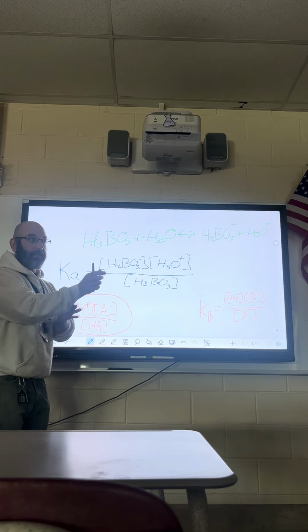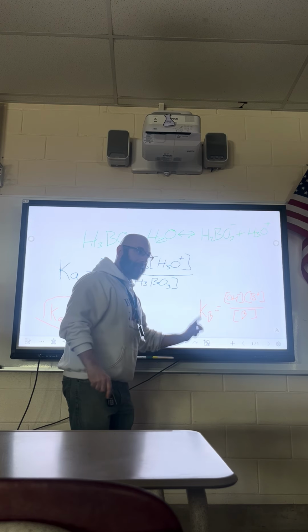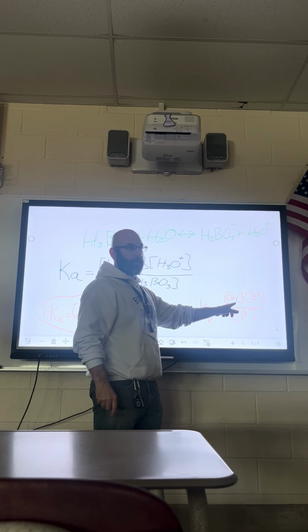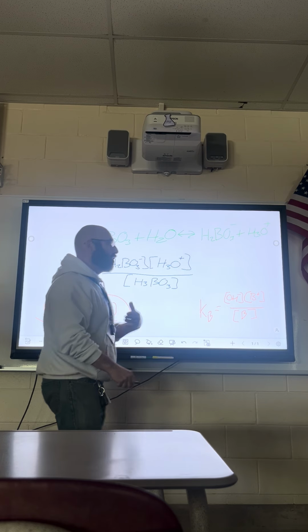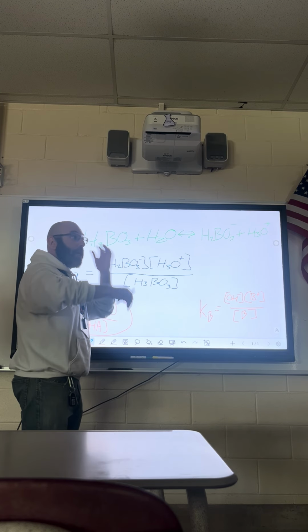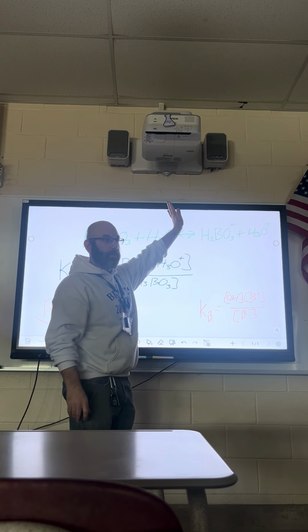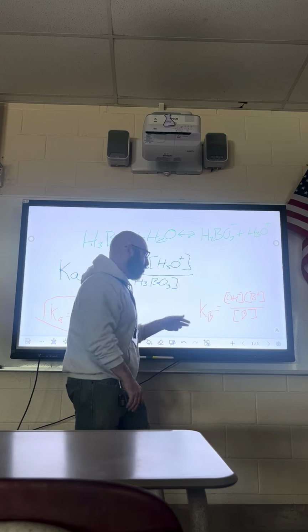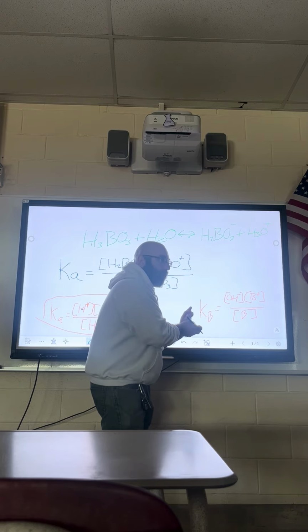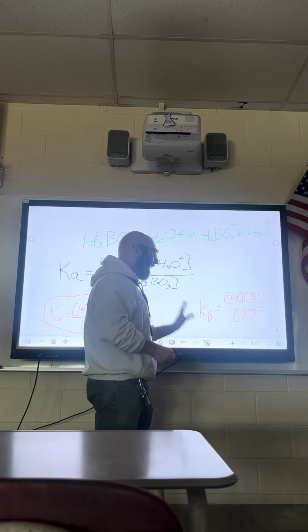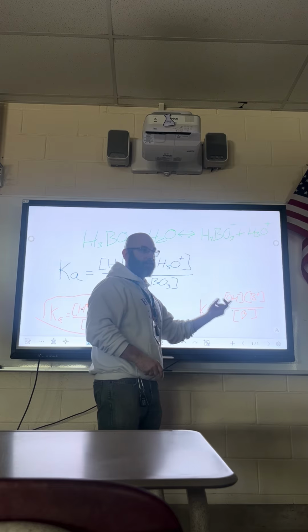So here's the big difference. If you're a base, you are automatically producing what? Hydroxide ions. And because you're going to be producing those hydroxide ions, you are going to be a pH over 7. So even if your Kb value is super small, we don't turn it into an acid because as a base, it produces OH molecules.